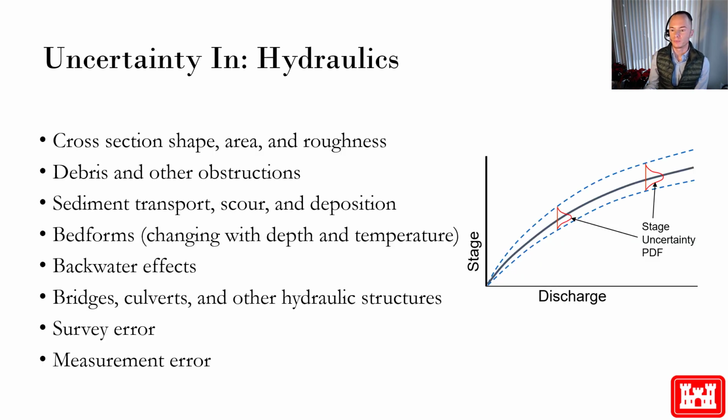For a given flow, we have uncertainty, although substantially less uncertainty about what stage the flow will produce. Some of the factors that come into play include how much debris is in the flow, how big are the plants in the channel, how good or detailed is the cross-sectional data, that is the topographic data, how detailed are the surveys, and so forth.